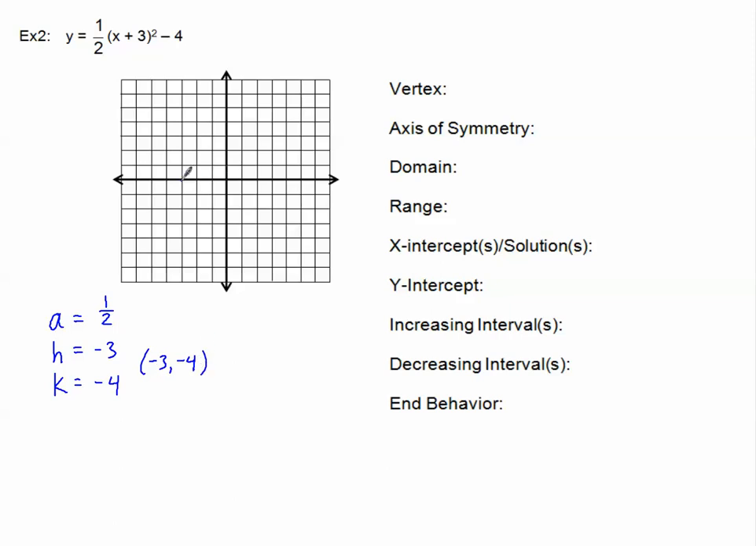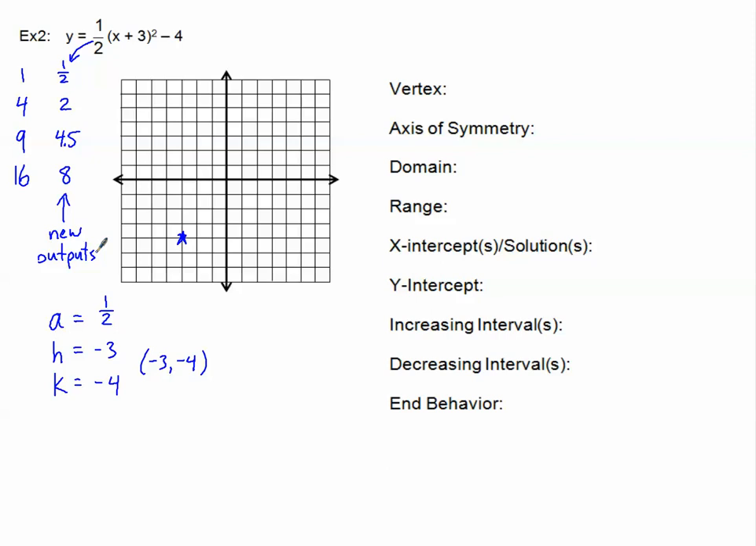To the left 3, 1, 2, 3, down 4, 1, 2, 3, negative 4. So here's our little starting point. And from there, I'm going to use my value of a, which is 1/2. Well, again, our regular outputs for a quadratic are 1, 4, 9, and 16. But in this case, we have to cut them all in half. We have to multiply all those outputs by 1/2. So half of 1 is 1/2. Half of 4 is 2. Half of 9 is 4.5. Half of 16 is 8. These are our new outputs.